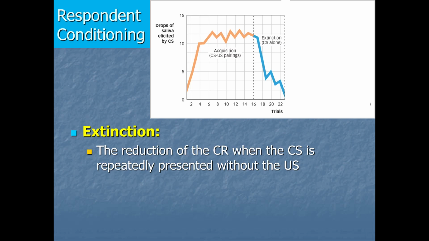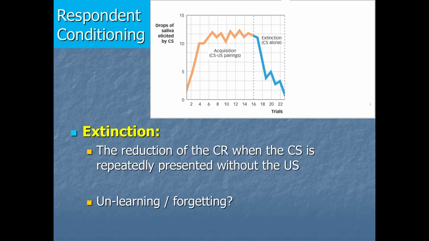You can see in the blue line of the graph here how many drops of saliva the dog is producing when it keeps hearing the tuning fork but not getting the meat with it. It's getting sound but no meat. And if this keeps happening, that salivating response, the CR, it drops off quickly. That's extinction. And your intuition might be to interpret that, what we're seeing here, as unlearning or forgetting, right? That makes sense. It seems like the dog is unlearning the sound plus meat association.